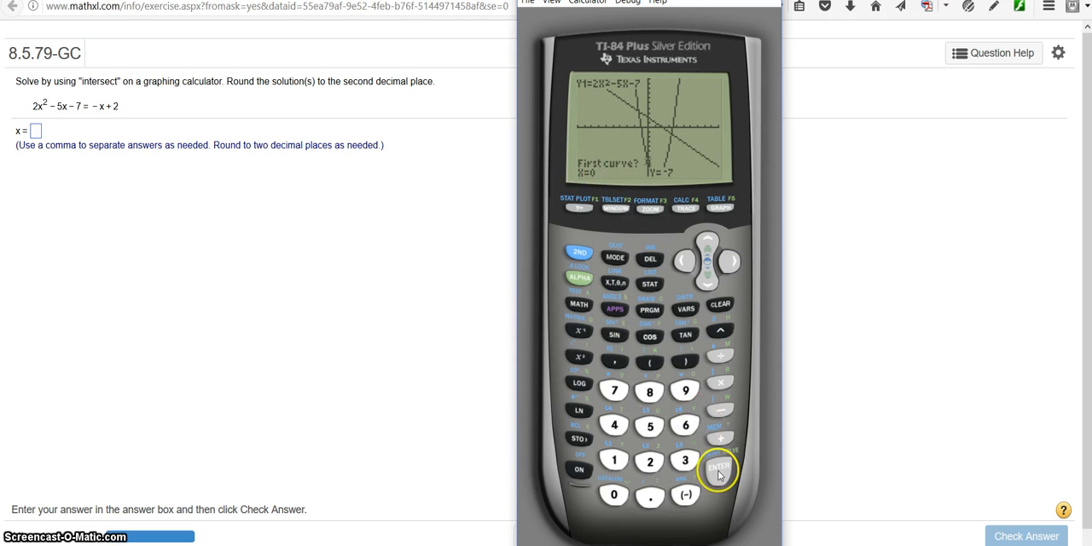So it asks, is this the first curve? Yes. Is that the second curve? Yes. This time we would come over here and guess, and we would get x equals 3 point, what's that say, 25, I guess. I don't need the 2 decimal places.